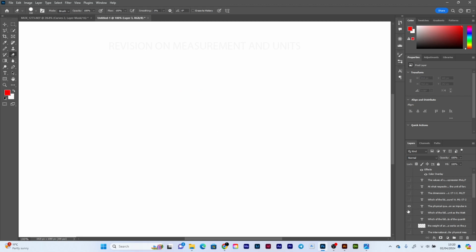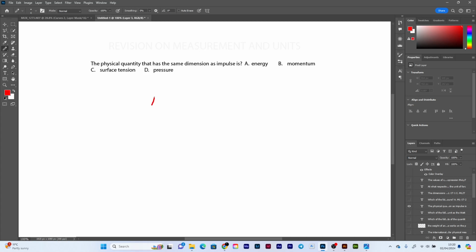The next question says the physical quantity that has the same dimension as impulse is A, energy, B, momentum, C, surface tension, and D, pressure. Oh, I can easily know that if I know the definition of impulse. Impulse is the change in momentum. That is, if momentum is mv, impulse is mv minus mu. So the correct answer is going to be B. I hope you understand this. All right, so let's move to the next question.